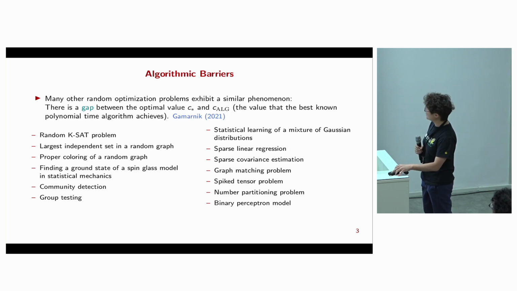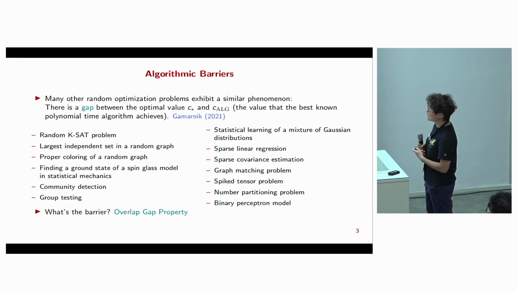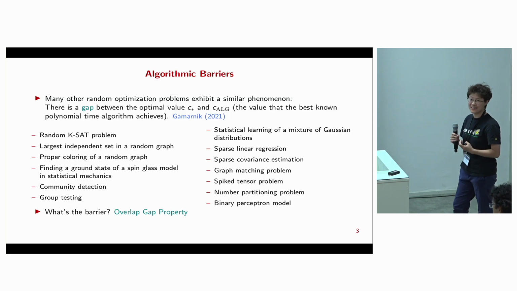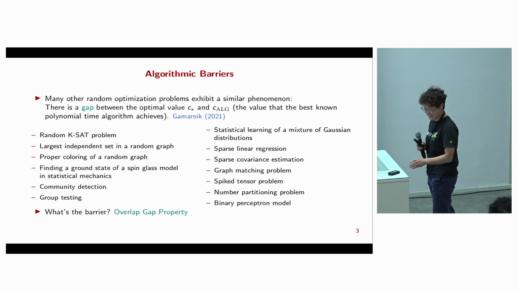Okay, so now whenever we have this gap between the optimum value and the algorithm, we think, what is the barrier that prevents algorithms from going beyond this C og? One of the most popular or famous properties that people look into is the overlap gap property. So I'm going to define for you what the overlap gap property is and explain a few perspectives on why the overlap gap property is very successful.